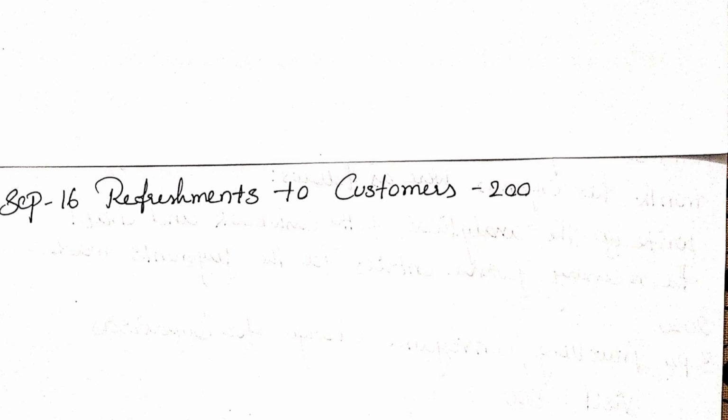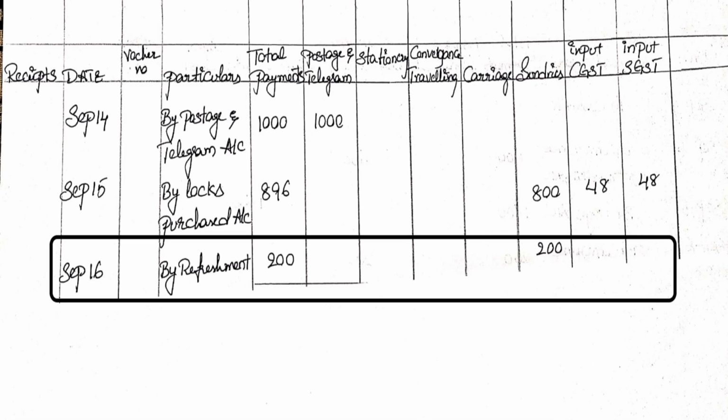Our next transaction is on September 16th, refreshment to customers 200. Refreshments are considered as sundry expenses. So we have to mention this 200 in the sundry expense column. The date is September 16th in the date column and by refreshment account in the particulars column, and 200 in the total payment column and 200 in the sundry expense column.